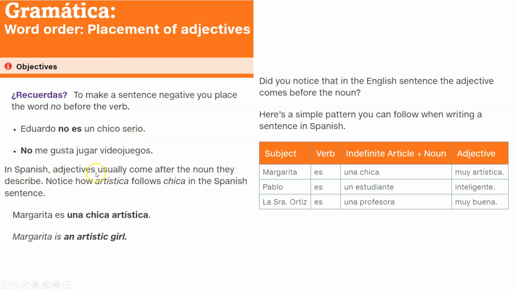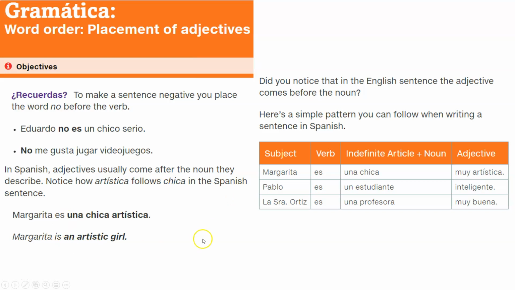In Spanish, adjectives or description words come after the noun they describe. Notice how artística follows chica in the Spanish sentence. Margarita es una chica artística. Margarita is an artistic girl. Artistic girl. So the girl comes first and then its description. And people ask, why is that in Spanish? Well, it's more important in the beginning to say what the object actually is and then describe it after.